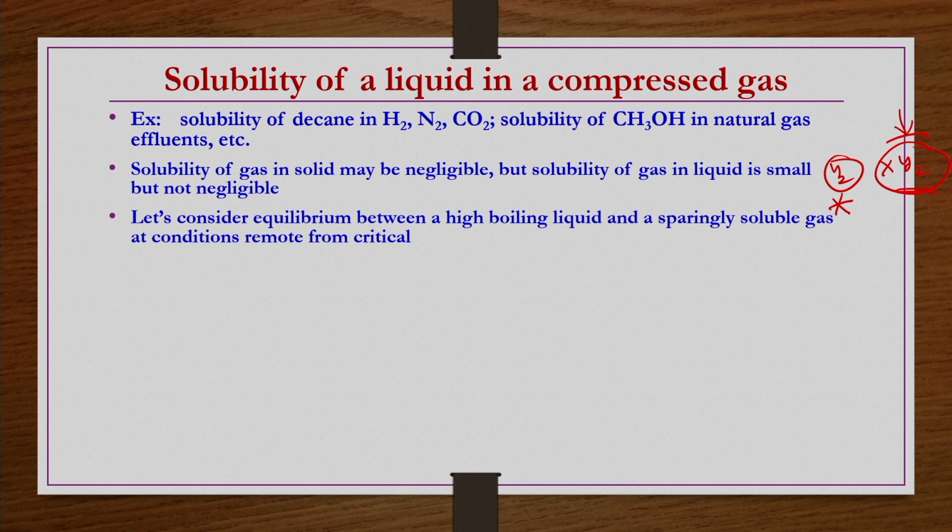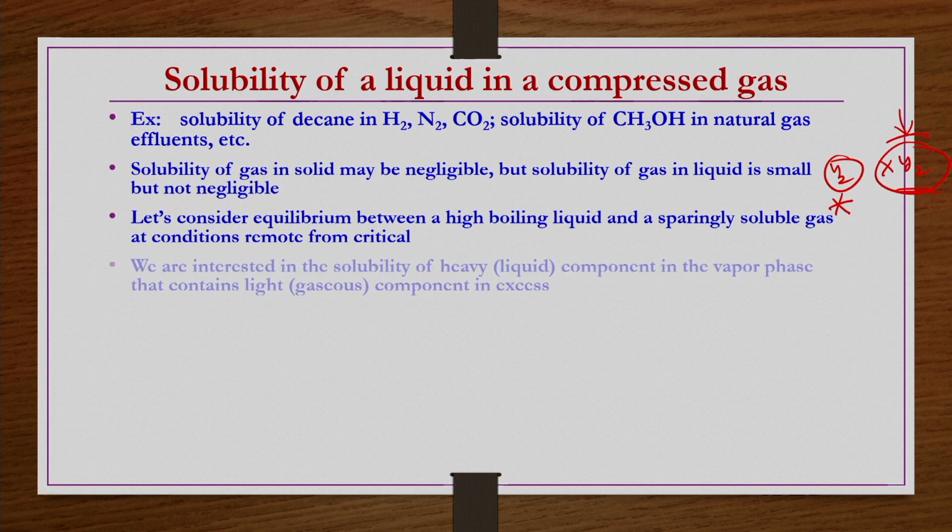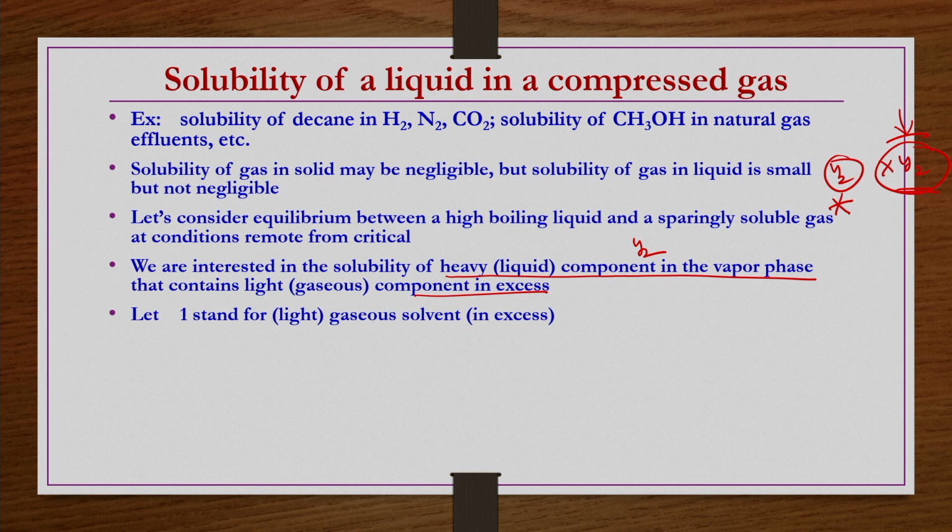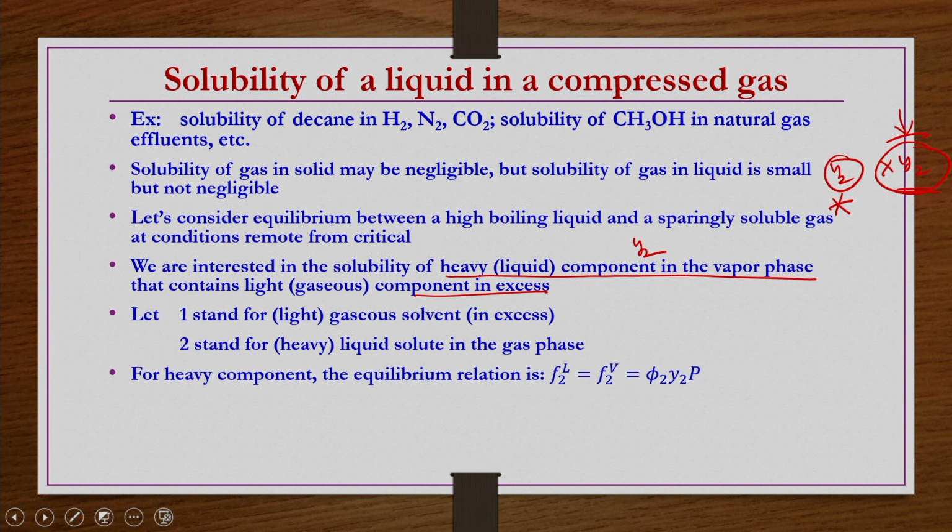Let us consider equilibrium between a high boiling liquid and a sparingly soluble gas at conditions remote from critical. Then we are interested in the solubility of the heavy liquid component in the vapor phase, that is y2, which contains the light gaseous component in excess. So, let us take 1 to stand for the light gaseous solvent in excess and 2 for the heavy liquid solute in the gas phase.